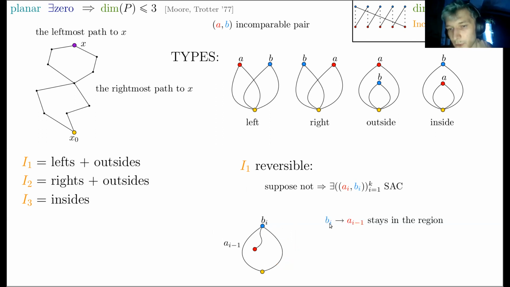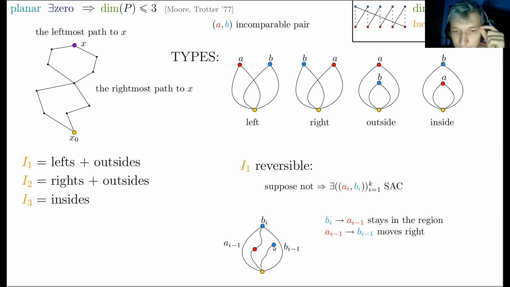And this shows that if I go from BI to AI minus 1, we stay in the region. Yes, so this AI minus 1 stays in the region. Now recall that we are in the lefts plus outsides. What does it mean? It means that the leftmost path to A is left of the leftmost path to B. Yes, the same here: the leftmost path to A is left of the leftmost path to B.